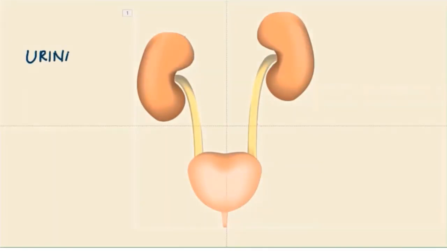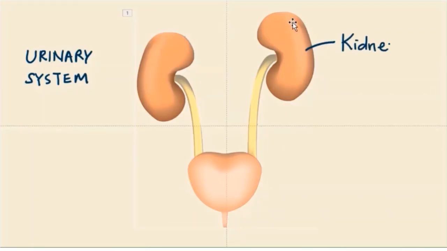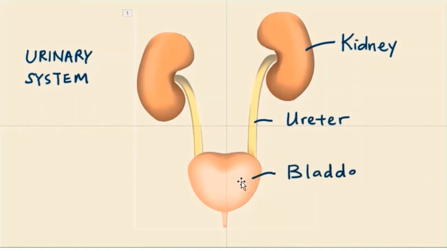It is made up of four main organs. The urinary system has a pair of kidneys that filter the blood and produce urine, a pair of ureters that drain the urine to a bladder that keeps the urine temporarily, and a urethra where the urine exits.